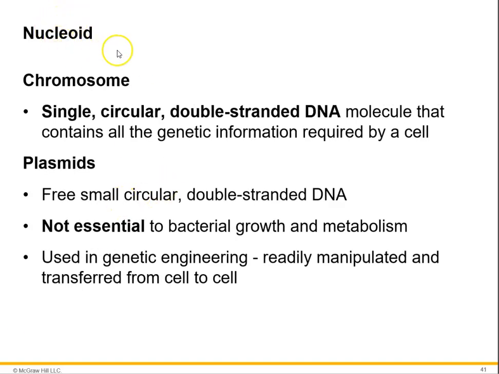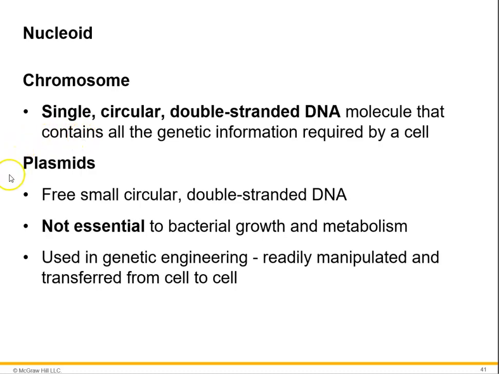Next, you have the nucleoid, and this is going to be the region inside the cell that contains the DNA of the chromosome. Now, bacteria typically have a single circular chromosome. It's double-stranded DNA. But there are some exceptions to that. There's some bacteria that have more than one chromosome. Some bacteria that have linear chromosomes. But by and large, it's going to be a single circular chromosome. It's a double-stranded DNA molecule that contains all the genetic information of the organism.